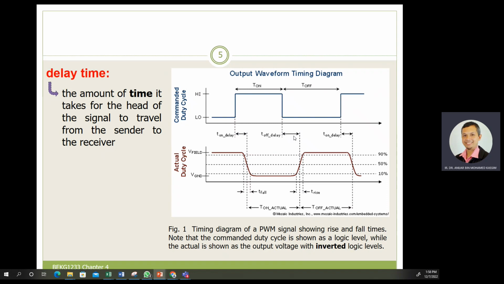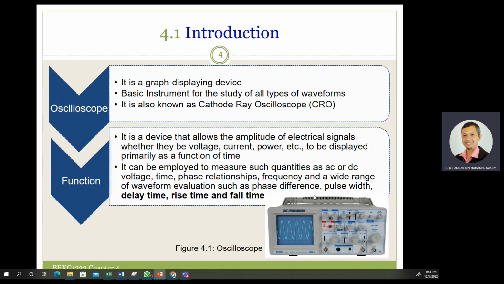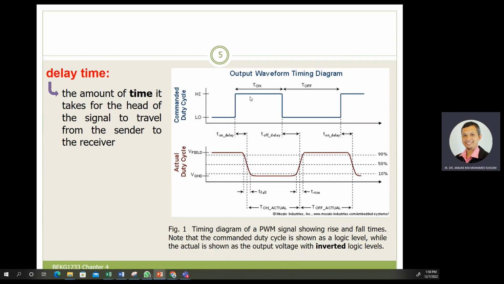Okay, and then from here there will be a phase difference, and also the phase pulse width. What is the width of the pulse, in order to know the time taken for the pulse to be on, and the time taken for the pulse to be off. So those are some of the keywords that we need to know while we are working with the oscilloscope.